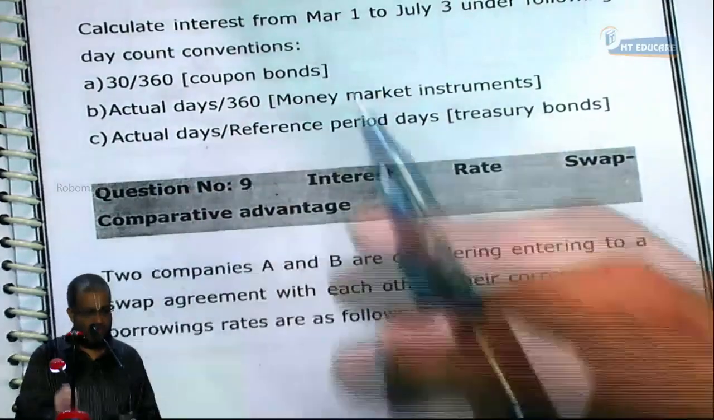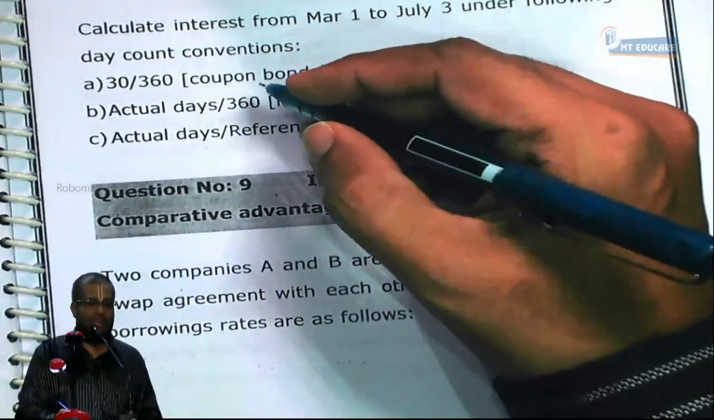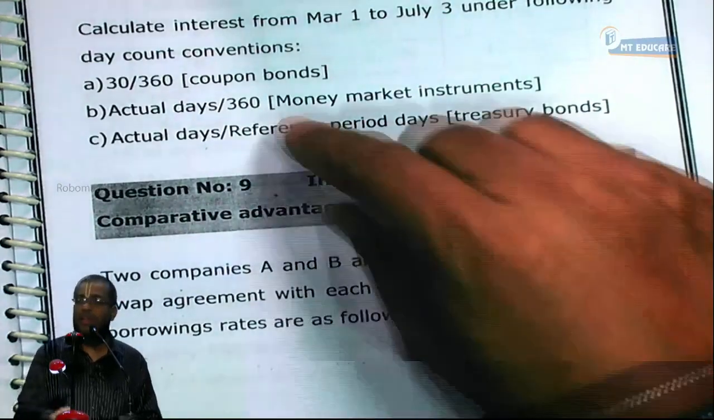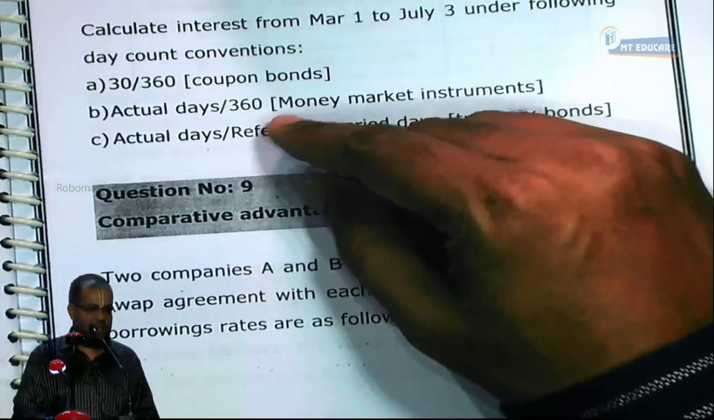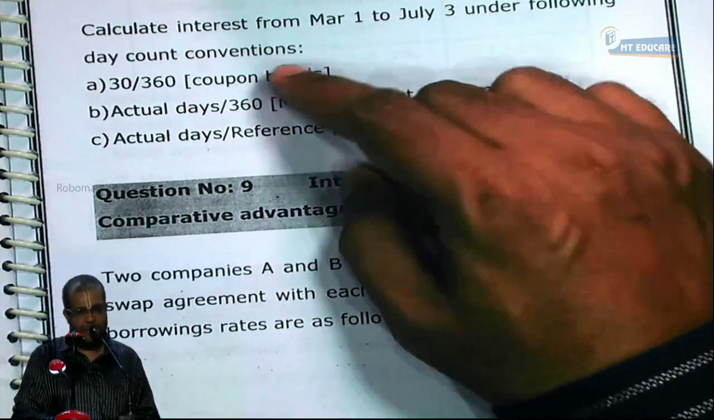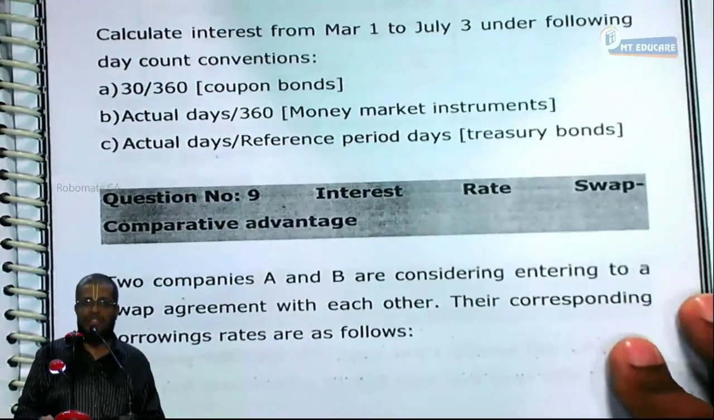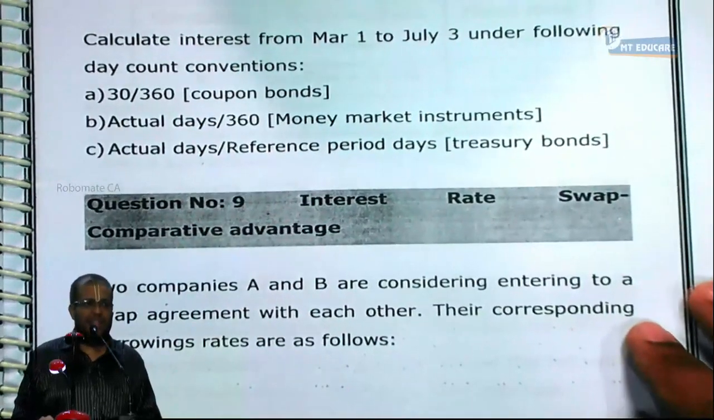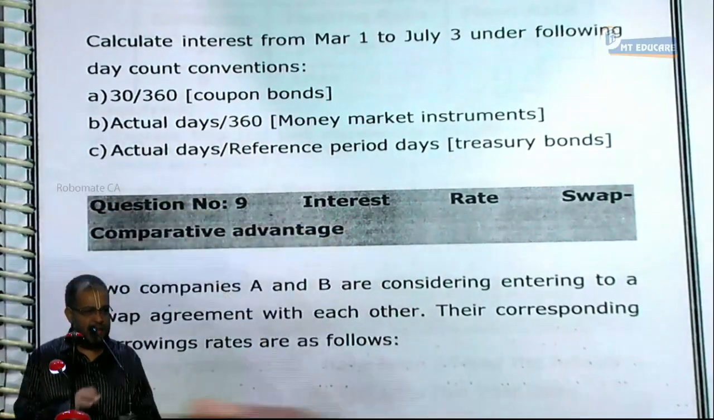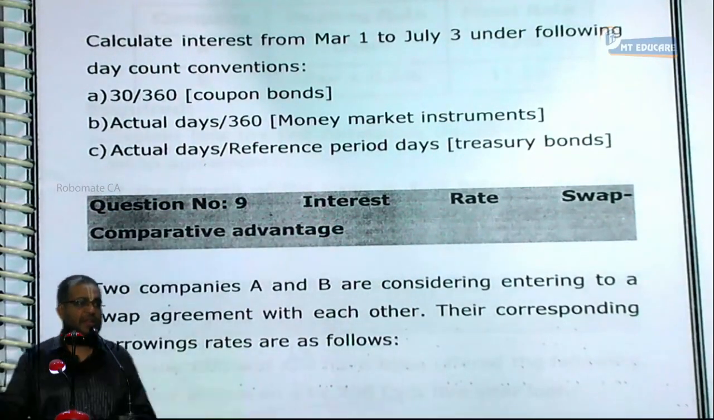This is what we have to calculate. Three types of interest calculation are going to be done. Shall I proceed or not? Even in one of the previous sums, we said 30 by 360 is used for an interest rate swap. No, these are all the three conventions of calculating interest. Just to be aware of it, if they ask you, you should know how to calculate. That is why it is being discussed.